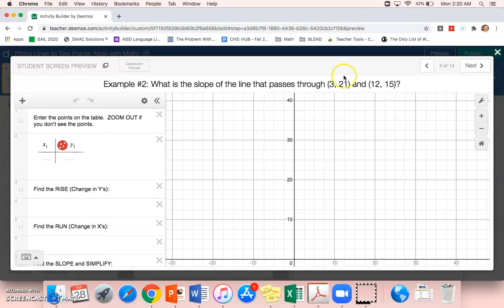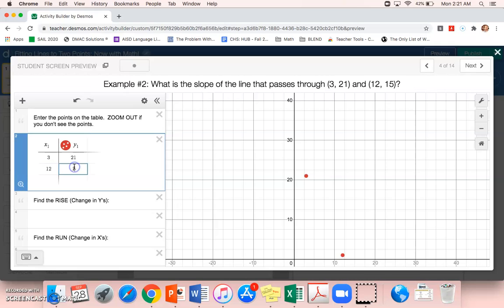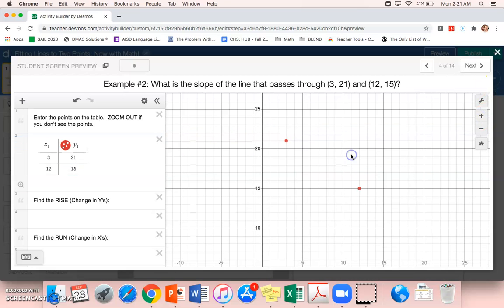So here it says the points that we want to go through are (3, 21) and (12, 15). So we type in (3, 21) and (12, 15). So we're lucky, the points are on the screen. We don't need to zoom in or out. We could zoom in just because it seems like we have a lot of white space.